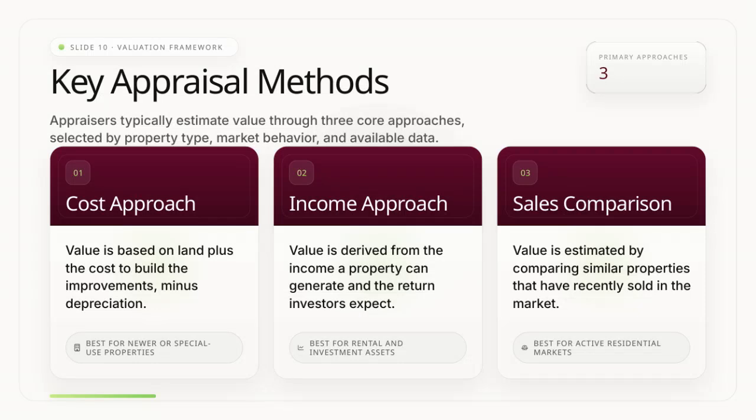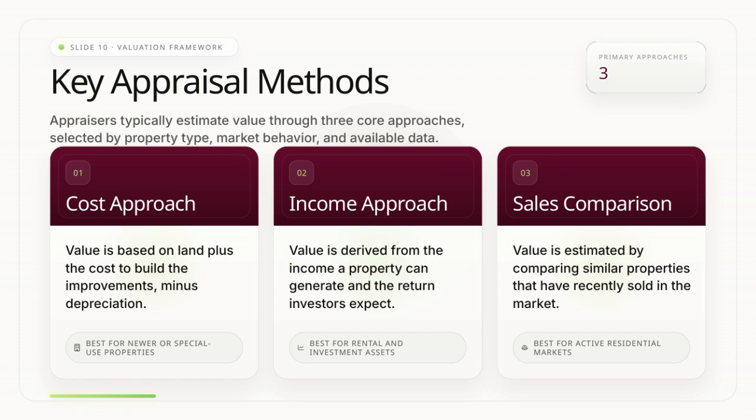When appraisers estimate the value of a property, they typically rely on 3 main approaches, chosen based on the type of property, how the market behaves, and the data that's available. The first is the cost approach, which calculates value by adding the land value to the cost of building the improvements, then subtracting any depreciation. This method works best for newer properties or those with special uses.